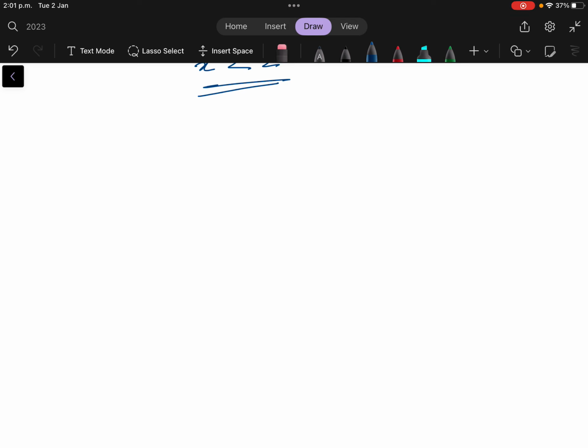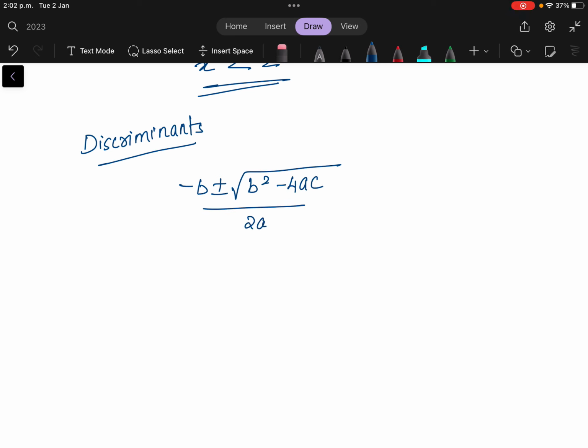Now this is a very important concept, discriminant. As I said, we can find the roots of a quadratic equation using the formula, which is there in the formula book: x is equal to minus b plus or minus square root of b square minus 4ac, over 2a. Out of this, b square minus 4ac is called the discriminant.